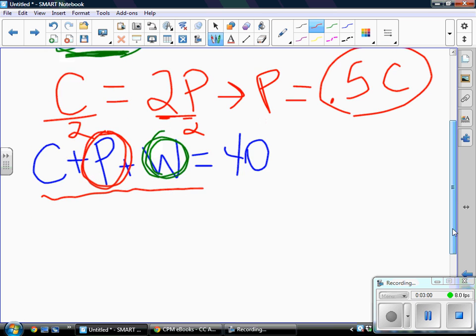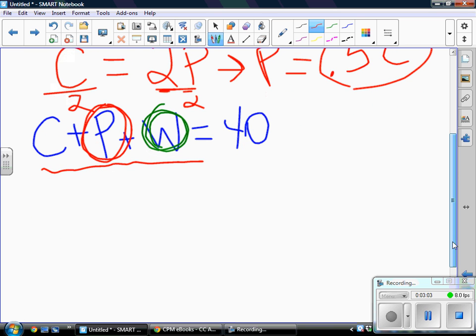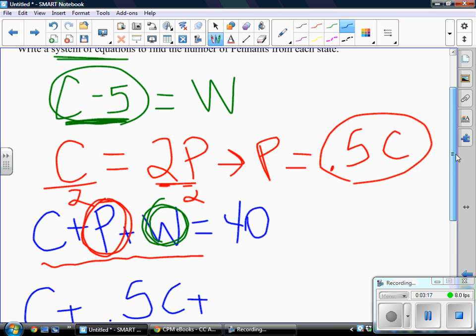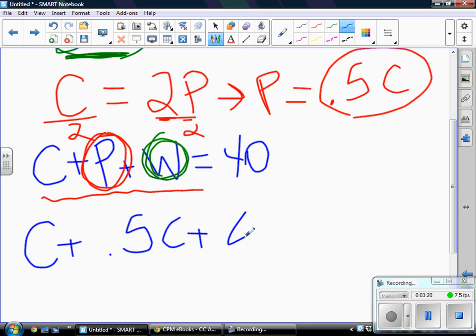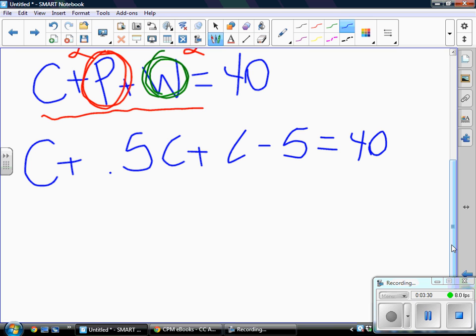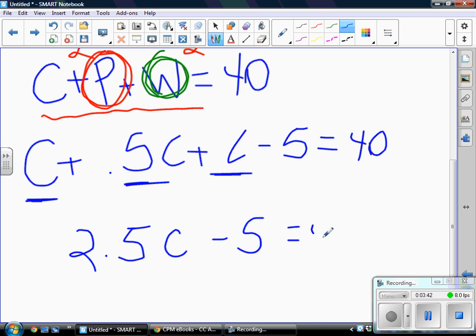So now if I plug in all of my equations, I have C, my original C, plus P's worth 0.5 C, plus W was worth C minus 5, and all of that equals 40. So now I'm going to just solve for C. So let's combine my like terms. I have 1C plus another C plus a half. So I really have 2.5 C minus 5 equals 40.